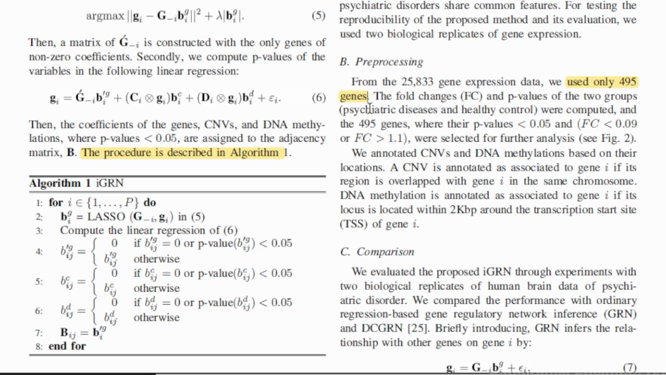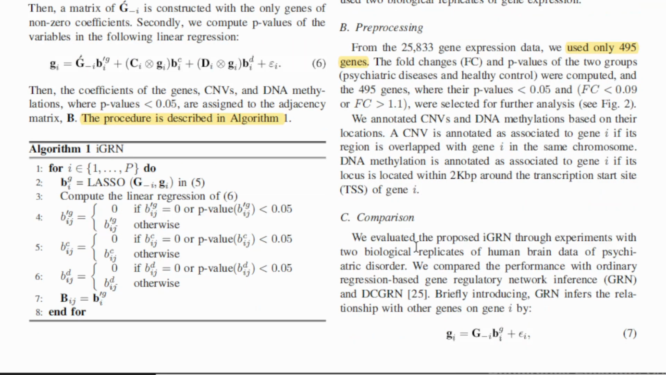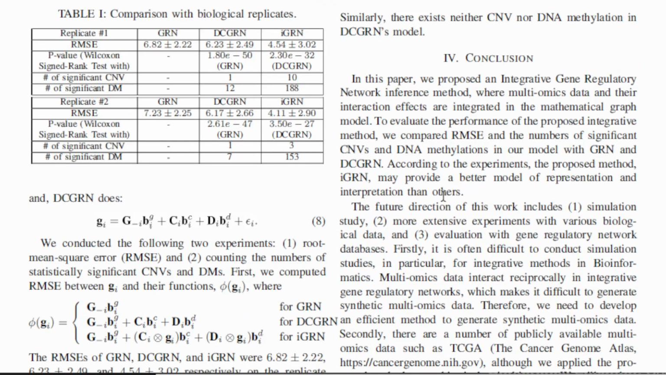Comparison. We evaluated the proposed iGRN through experiments with two biological replicates of human brain data of psychiatric disorder. We compared the performance with ordinary regression-based gene regulatory network inference, GRN, and DCGRN. Briefly introducing, GRN infers the relationship with other genes on gene I by equation 7. Table 1, comparison with biological replicates.